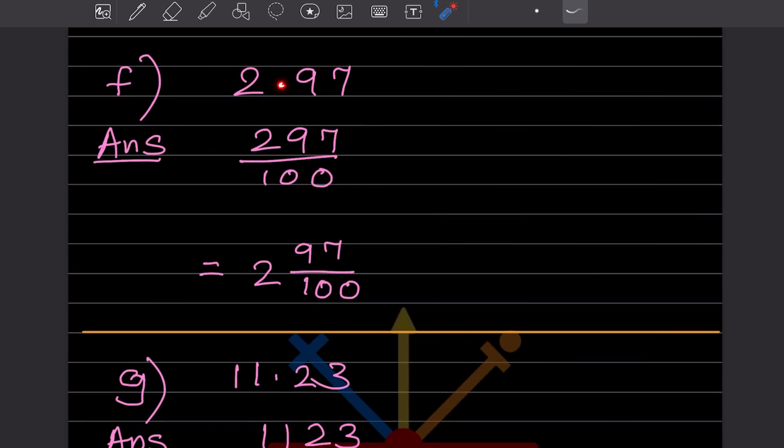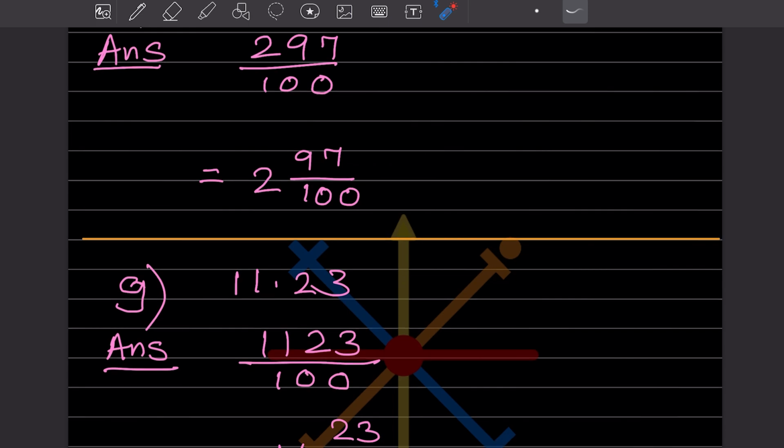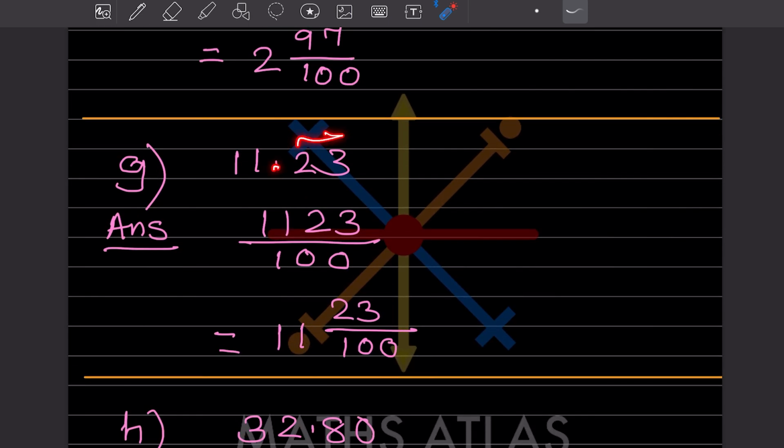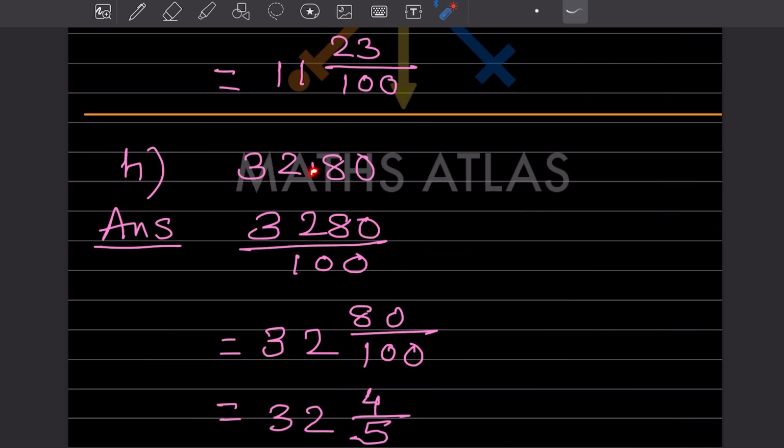Now again here, after the point, there are two numbers. So what are you going to write here? Two zeros. So this will be as it is and divided by this one. When you divide this, you cannot simplify further. Again here, 2, divide this and you get this one. Again here, after the point 2, so you will write here 100. When you divide this, you get 32 and 80 by 100. So now what are you going to do here? This and this you will cancel. This goes with 2 fours and 2 fives. That will be 4 by 5.